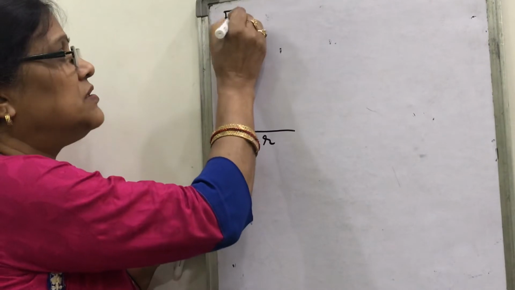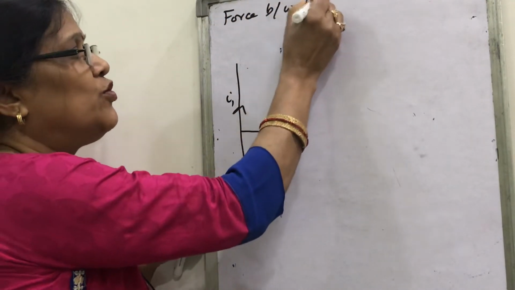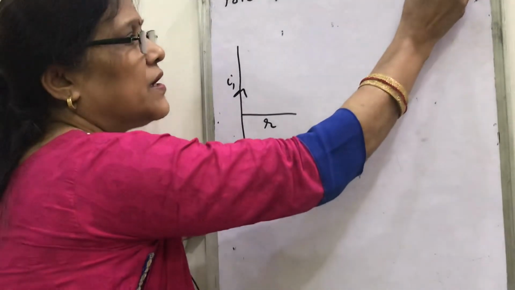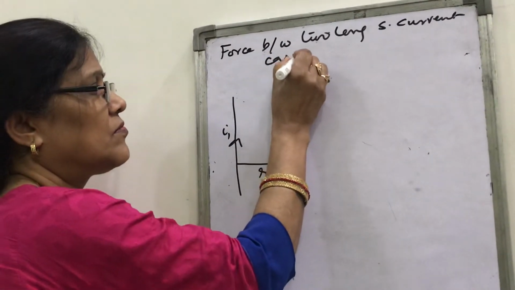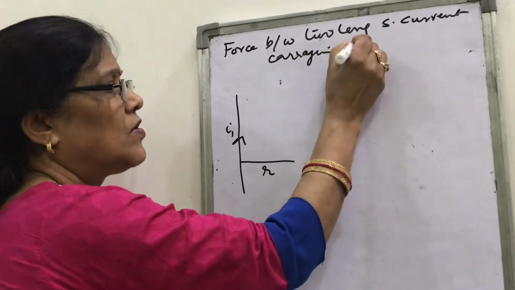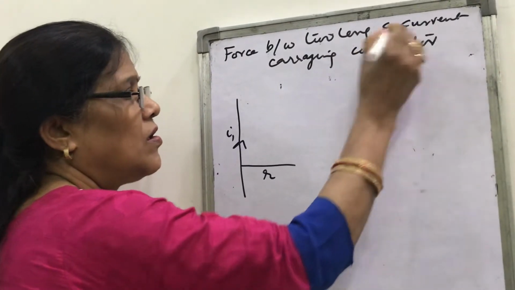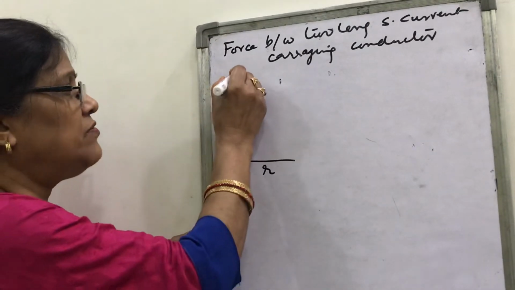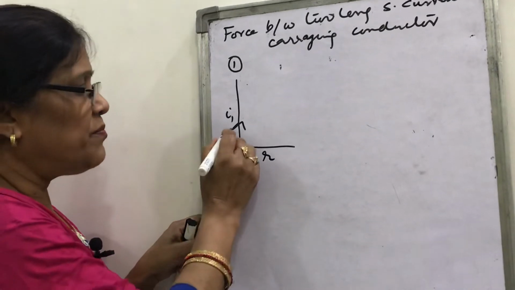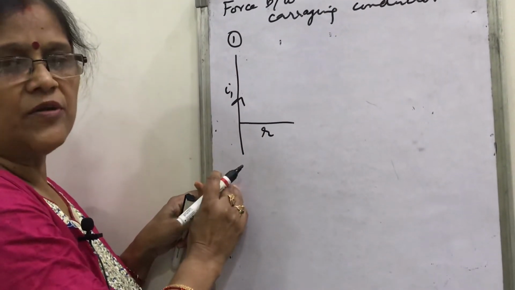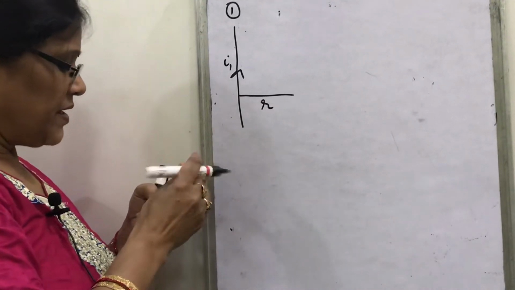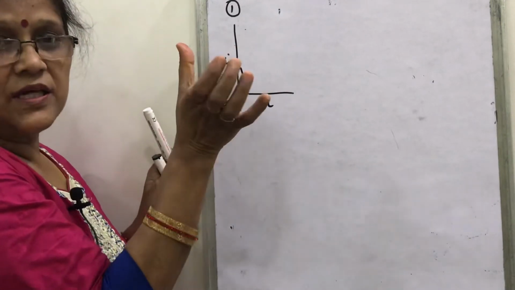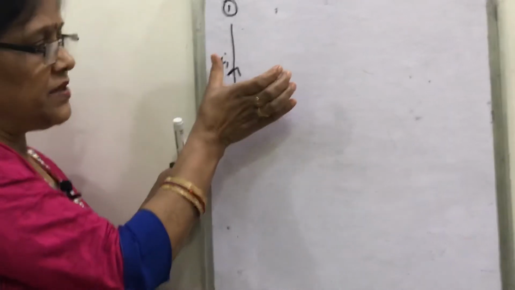So we will study today the force between two long straight current carrying conductors placed parallel to each other. What will I do? Look, this is wire number 1. If it carries the current I1, as usual, you know the magnetic field will be produced by the current carrying conductor. The magnetic field direction is determined by the right hand thumb rule.